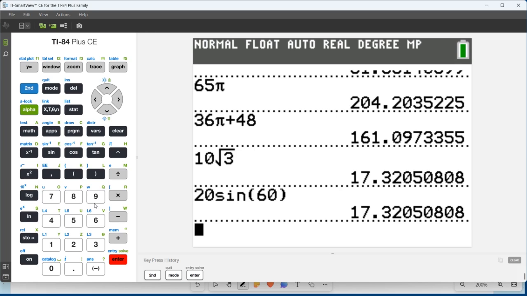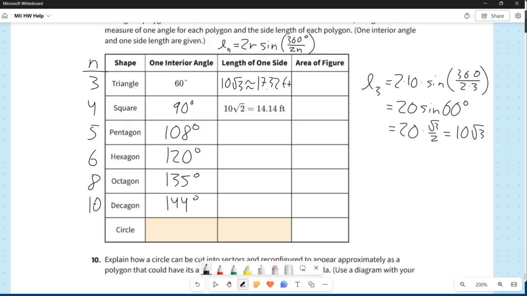So depending on your class, depending on your teacher, depending on what you're trying to do, if you don't know the sine of 60 is root 3 over 2, you could type in the original one and you'll get the same decimal answer. So it's really just a question of how clean you want your exact answer to be, which is up to the class and the instructions.